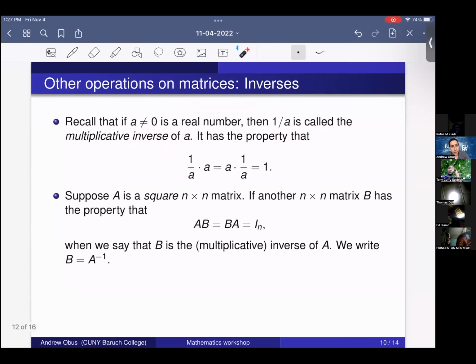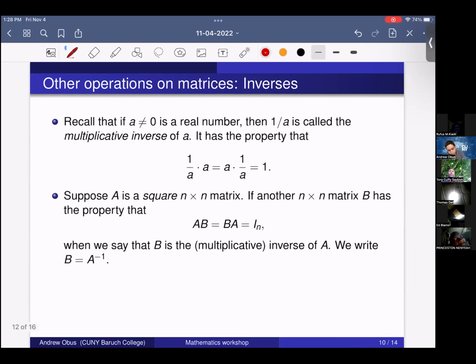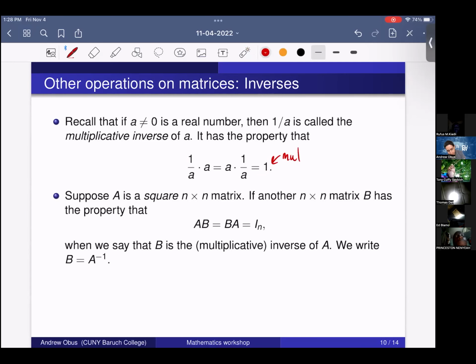And we sometimes call that the multiplicative inverse of A. And why do we call it the multiplicative inverse? Well, it's because if we take A and multiply it by 1 over A, and of course, it doesn't matter which order we do it in, A times 1 over A is the same thing as 1 over A times A. In either order, we get 1. And this 1 here is the multiplicative identity.